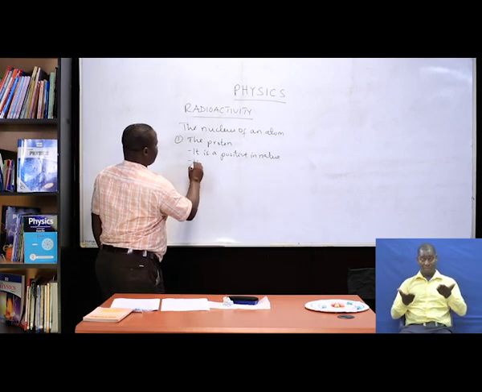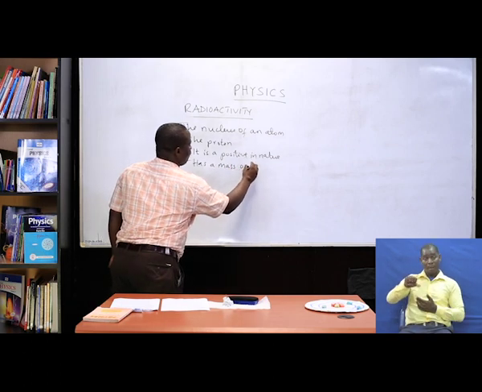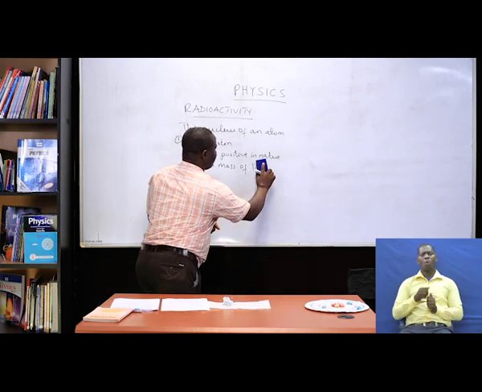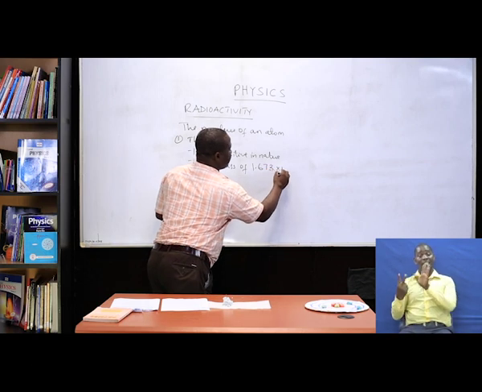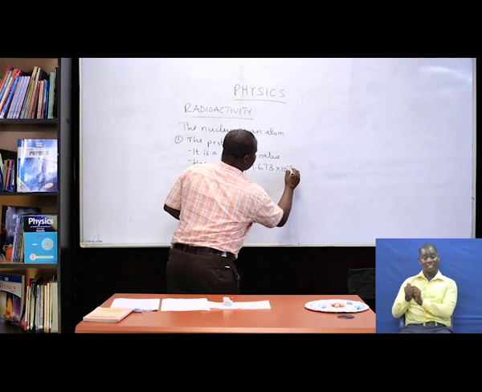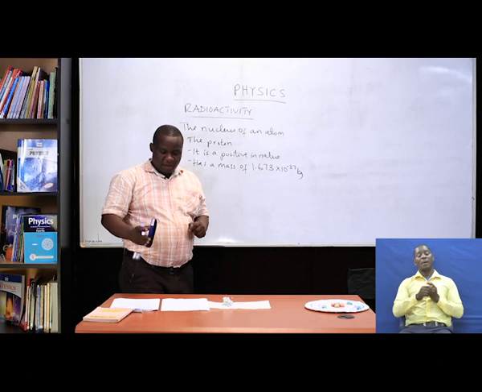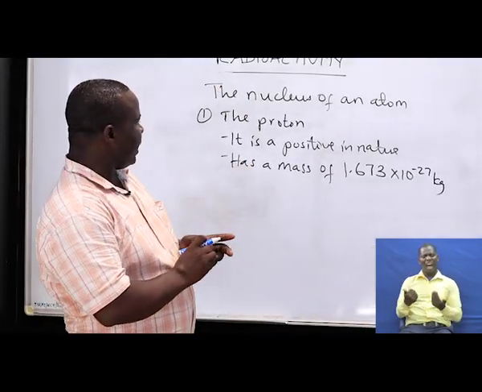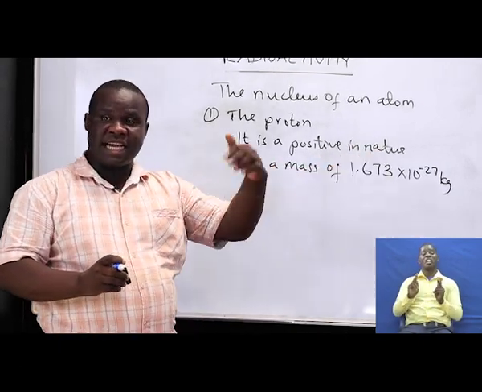It has a mass of 1.673 times 10 power negative 27 kilogram. This is the mass of this proton. But also, this proton has a charge of a positive, being positive in nature, so its charge means it's positive.